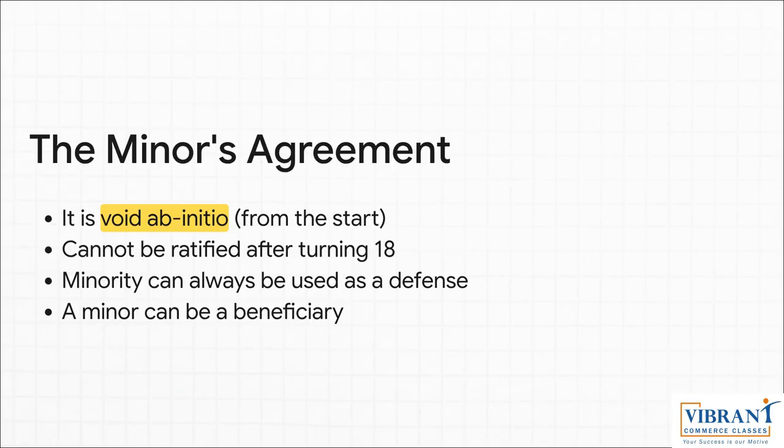An agreement with a minor isn't just invalid. It's what we call void ab initio. You have to remember that phrase. It means the contract is treated like it never, ever existed. It's dead on arrival. This gives minors a really powerful legal shield.